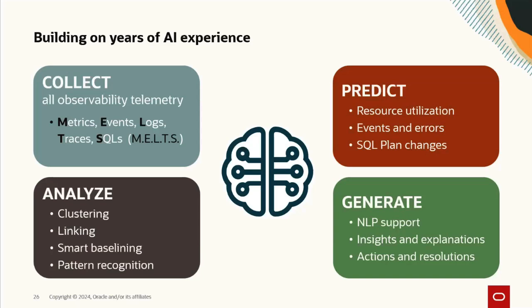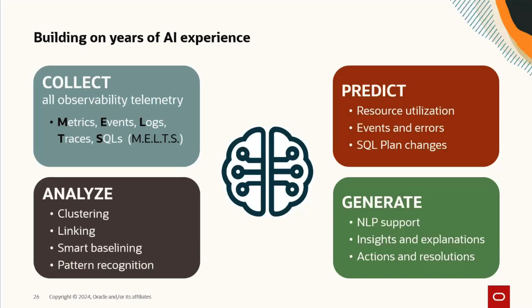So we've talked a lot about MELTS, but being able to collect all those different types of telemetry and bring it together, run AI against it, and do analyzing, clustering, linking, smart baselining, seasonality, pattern recognition, and so on, gives you the ability to start to predict. Understand resource utilization. Where are things going to potentially have errors? Recommended SQL plan changes, very Oracle centric, and some that nobody else does, but then also being able to look at it as a whole in your environment.